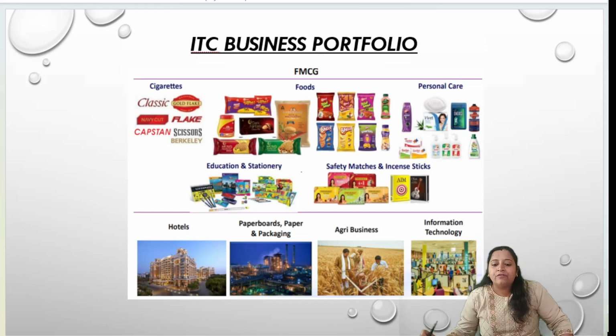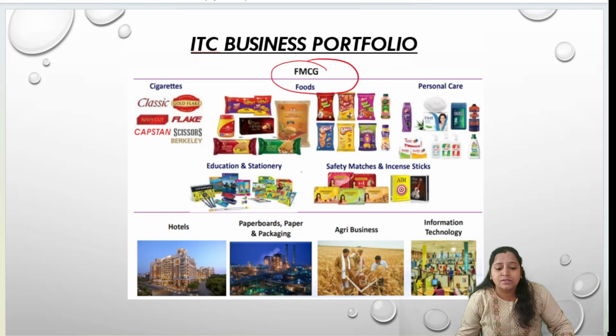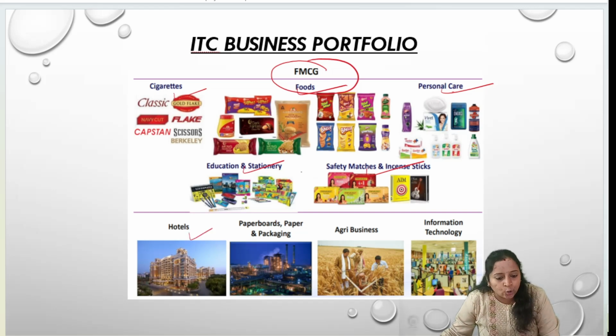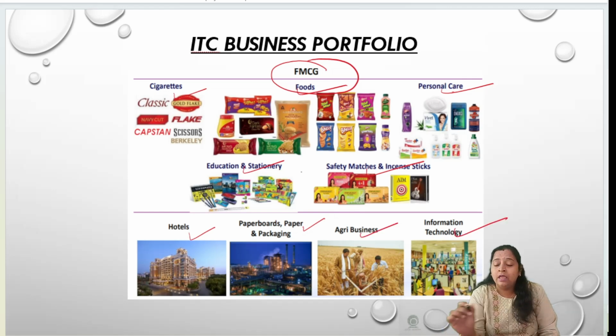See, they are into FMCG. You can see it over here. FMCG is nothing but fast moving consumer goods. They are producing cigarettes, foods, personal care, education and stationery, safety matches, and incense sticks. These are all under your FMCG. And also they are into hotels, ITC hotels, paperboard, paper and packaging, agribusiness, and IT. See, these are the different divisions. So they have divided based on the product.